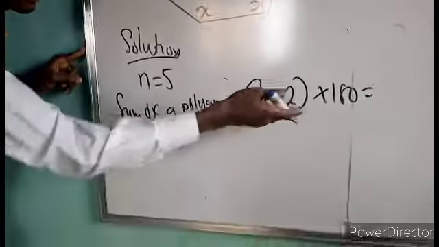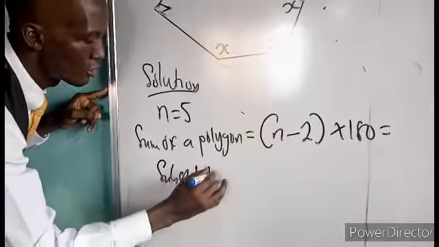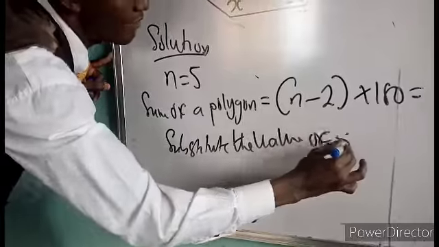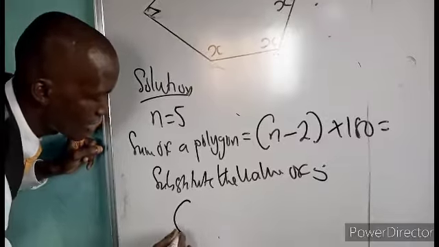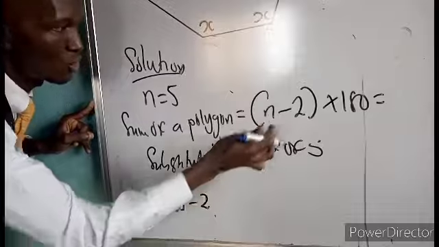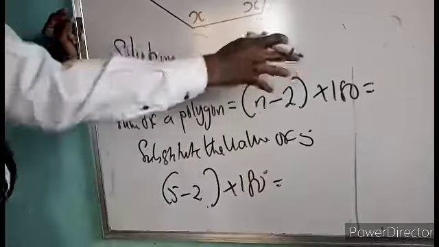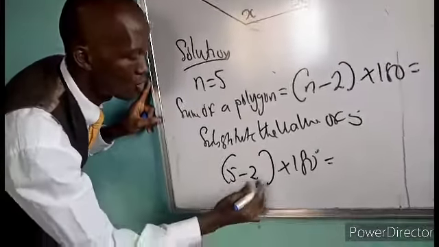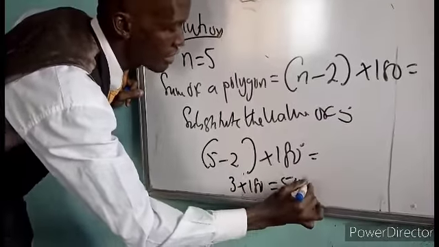Now, I need to substitute the value of 5. Anywhere I see n, I'll put the 5 in. So n means 5. One, two, three, four, five. That's 5 minus 2. Can you see? I need to get the degree of the figure itself. So 5 take away 2 gives 3. 180 times 3 is going to give us 540 degrees.